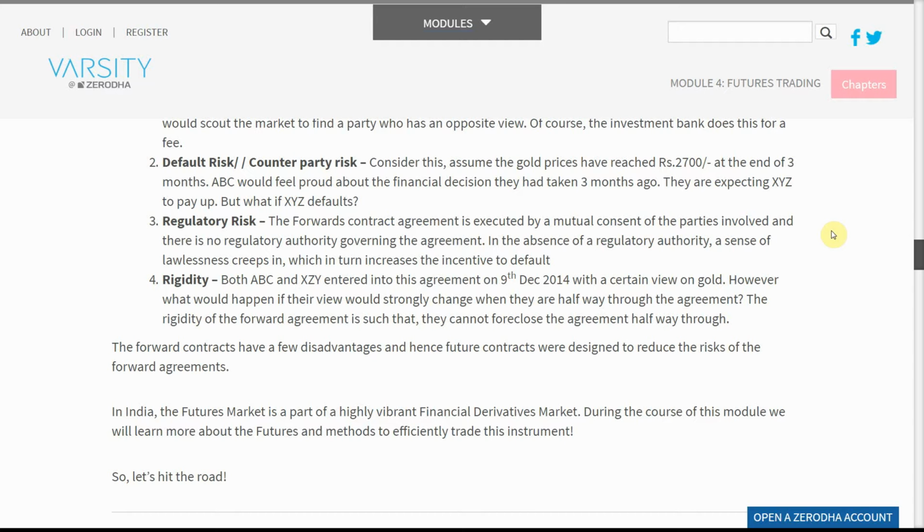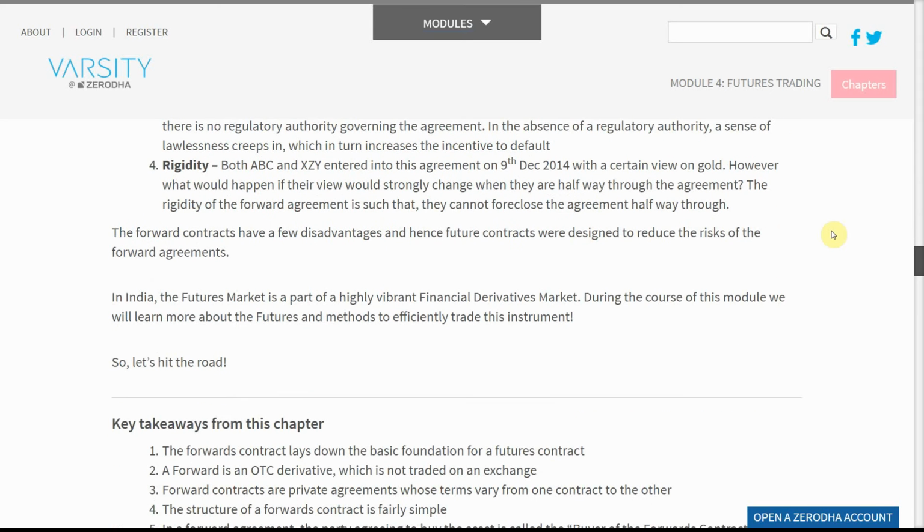The forward contracts have a few disadvantages, and hence futures contracts were designed to reduce the risks of the forward agreements. In India, the futures market is a part of a highly vibrant financial derivatives market. During the course of this module, we will learn more about the futures and methods to efficiently trade this instrument. So, let's hit the road.